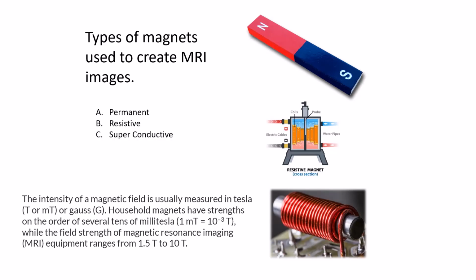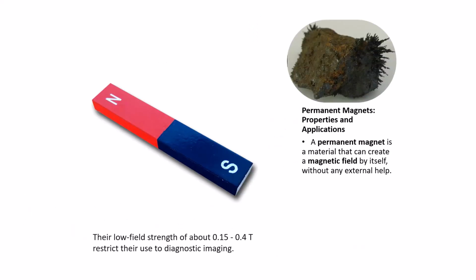There are 3 different types of magnets used to create MRI images. They are a permanent magnet, resistive magnets, and superconductive magnets. A permanent magnet can create a magnetic field by itself without any external help. They are very low in power, from about 0.15 to 0.4 Tesla maximum.